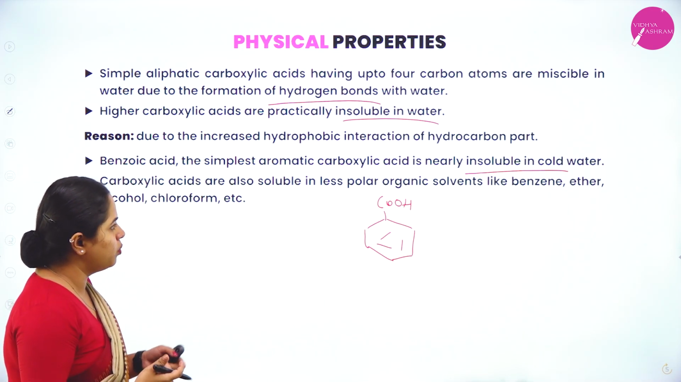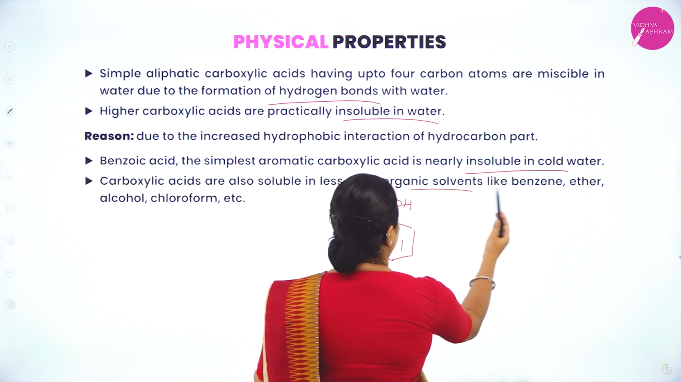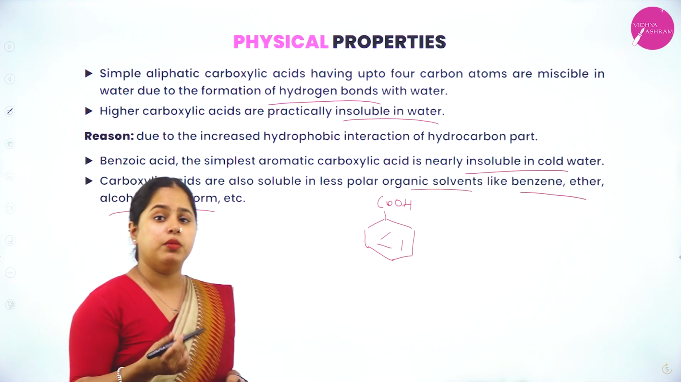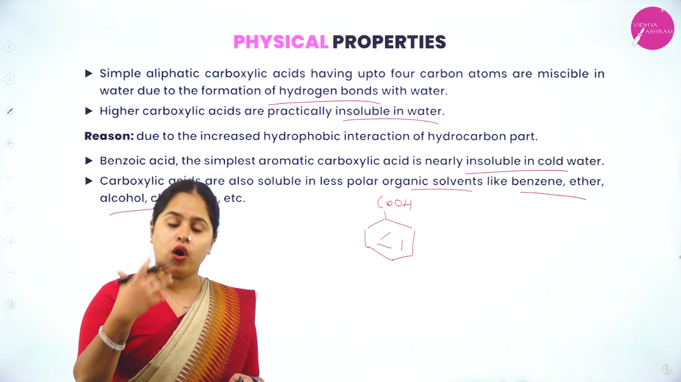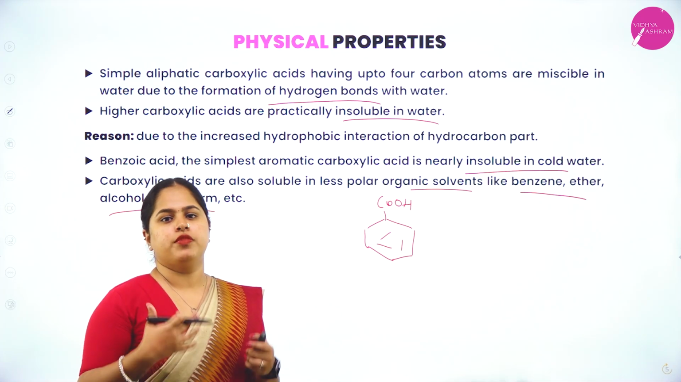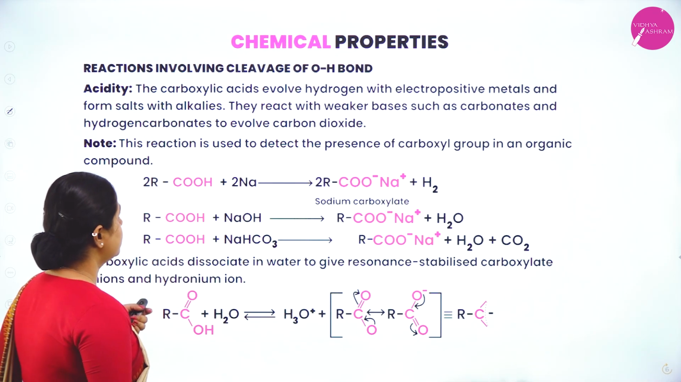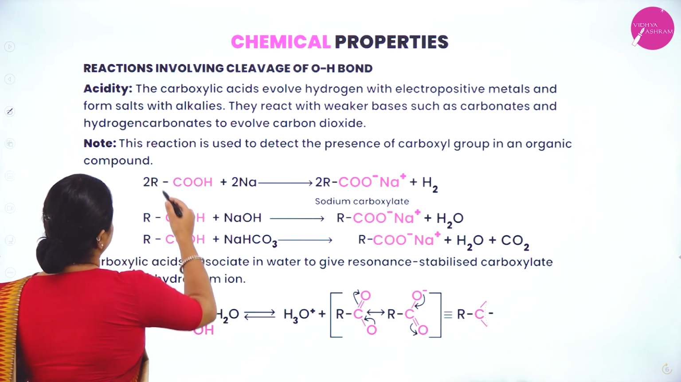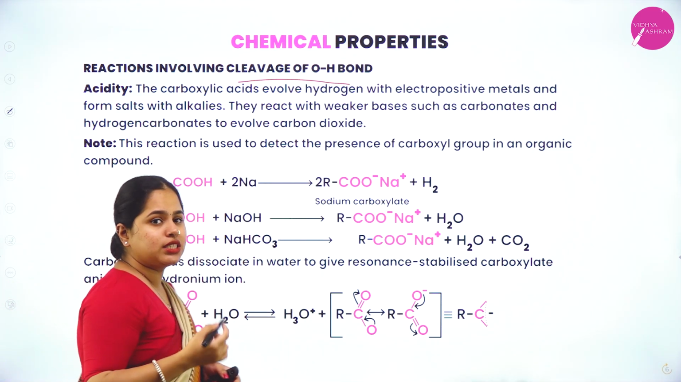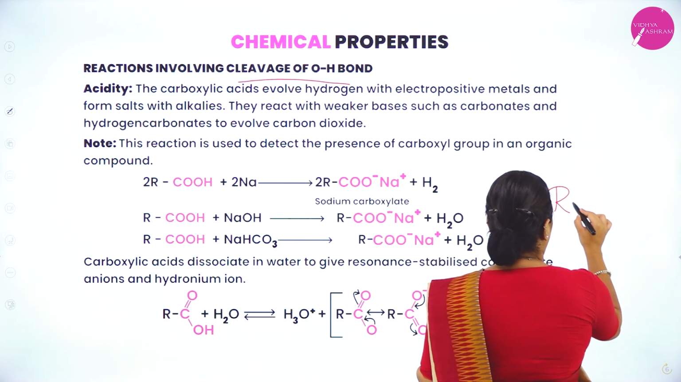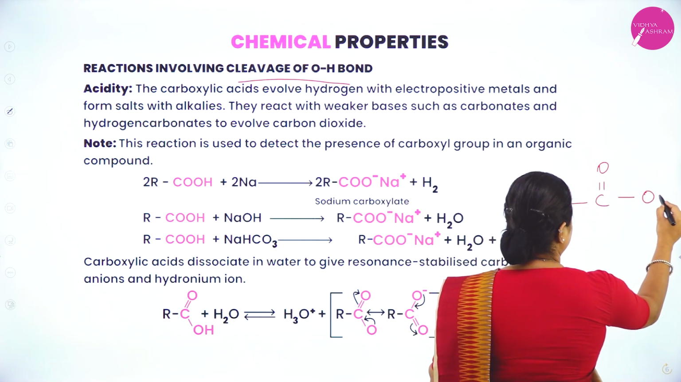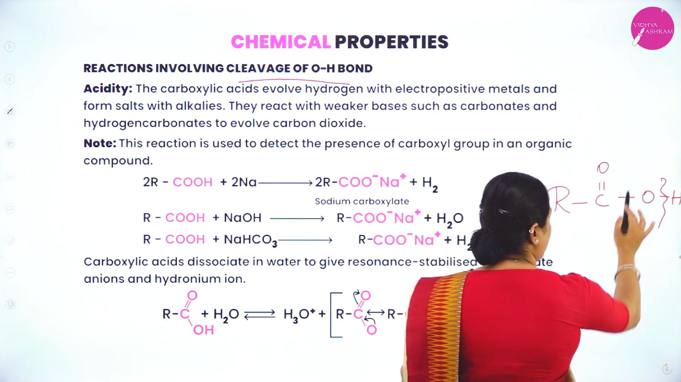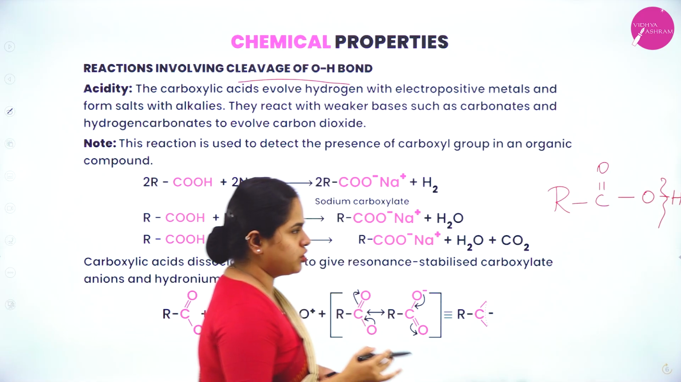Carboxylic acids are also soluble in less polar organic solvents like benzene, ether, alcohol, chloroform. They may not be soluble in water, but they are soluble in organic solvents like chloroform, benzene, etc. Clear? Moving on to the chemical properties of carboxylic acid. First we are going to study the reactions involving the cleavage of the oxygen-hydrogen bond. That means we have RCOOH, right? First we are going to discuss the breakage of this bond, that is the oxygen-hydrogen bond in the carboxyl group.